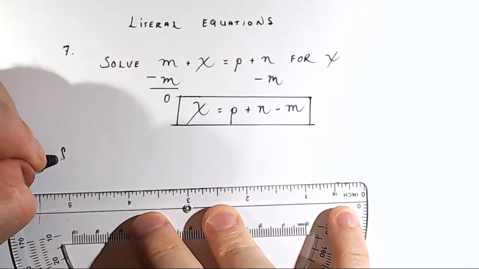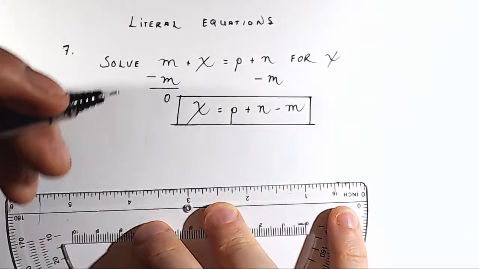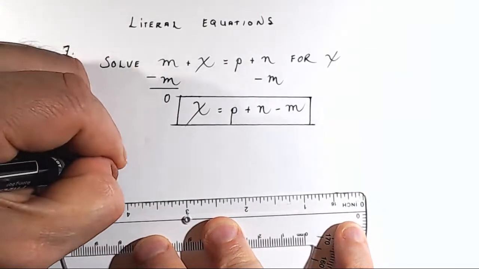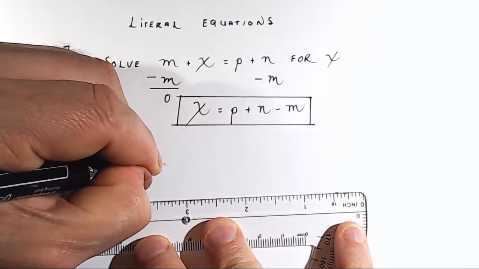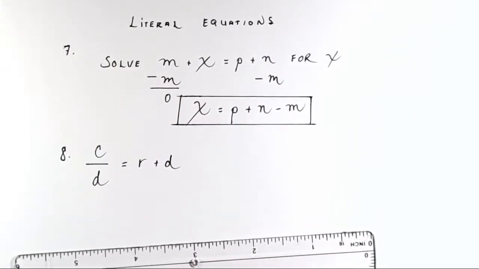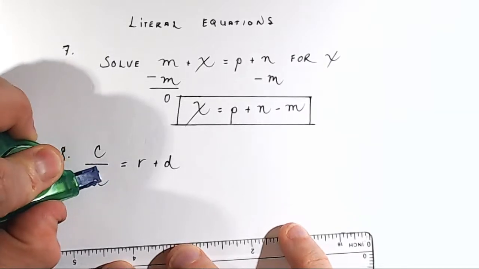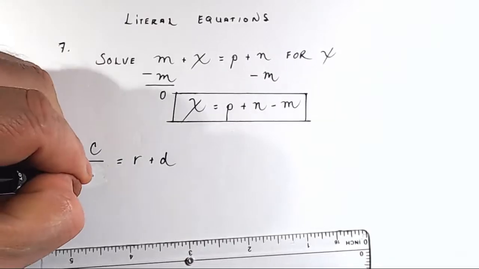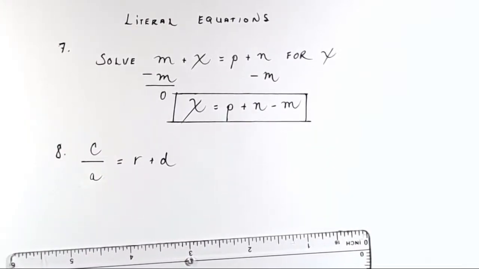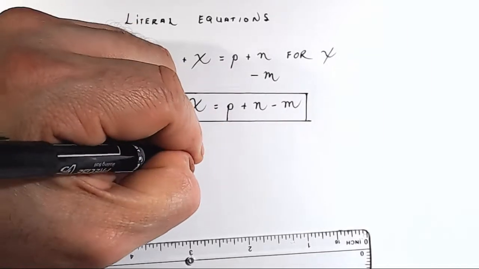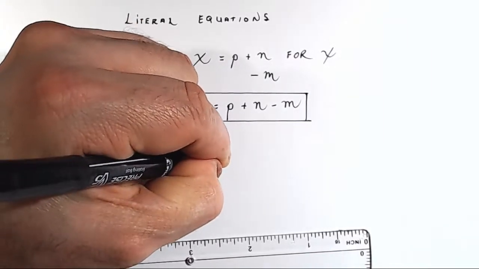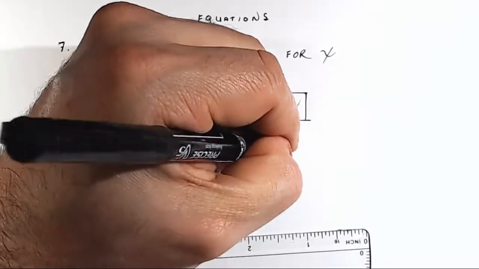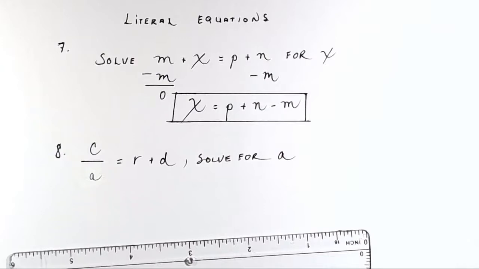So here's number 8, and this is the final problem in the set. We're given C over D equals R plus D. Oh, I'm sorry, I wrote it wrong. C over A. Oh, they kind of look similar. C over A, right, equals R plus D. And they want us to solve for A. Solve for A. All right? Well, how do we get A by itself?